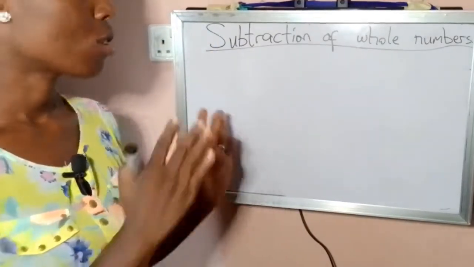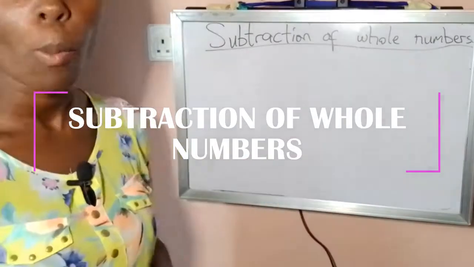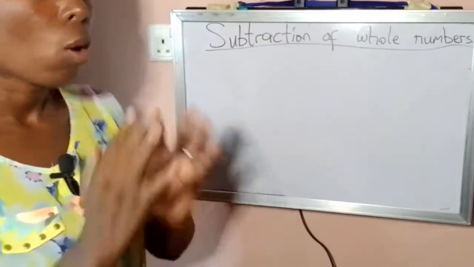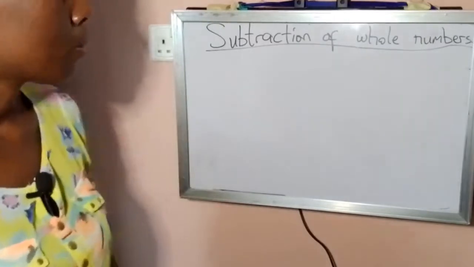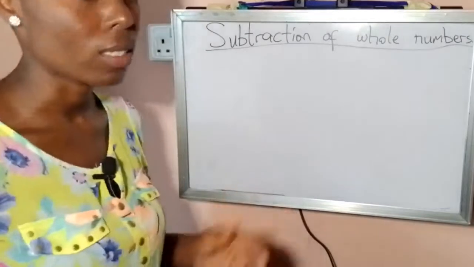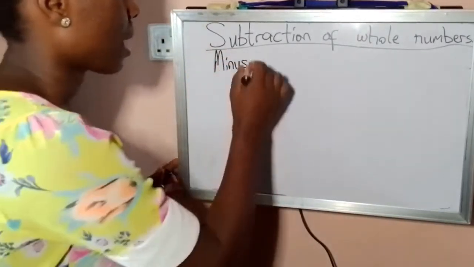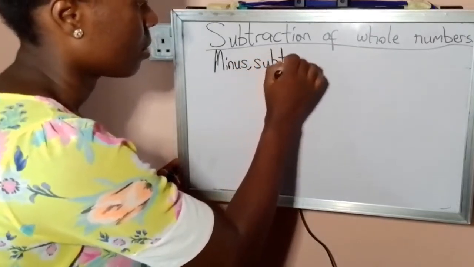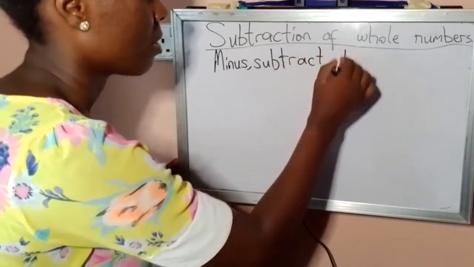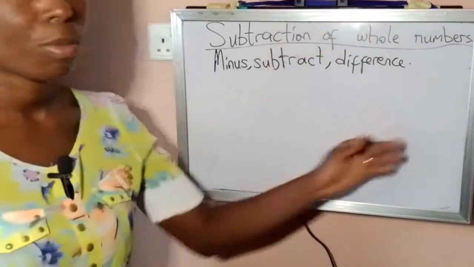Here we'll be looking at subtraction of whole numbers. Now why are we looking at whole numbers? Whole numbers are numbers that do not have fractions or decimals. A complete whole. Now in subtraction there are some terms you'll be seeing. Terms like minus, terms like subtract, terms like, or rather, difference. These are what you'll be seeing.